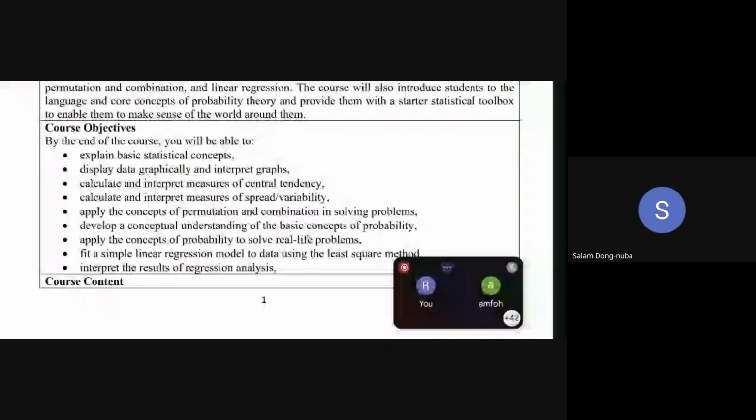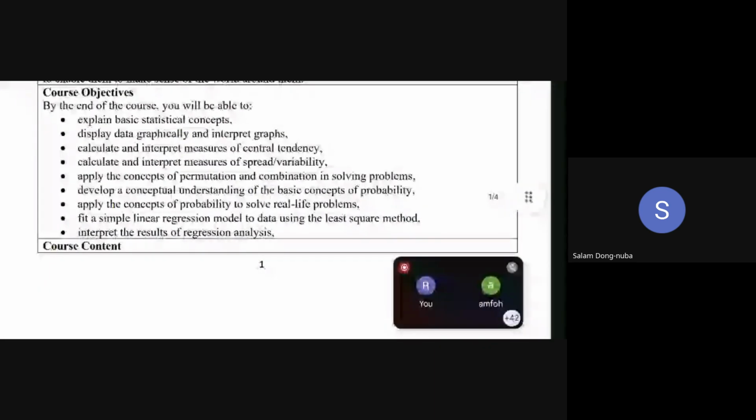Let's look at the course objectives in whole. By the end of the course, you'll be able to explain basic statistical concepts. That is the fundamental thing you are supposed to do. Then you should also be able to display data graphically and interpret. You can't talk about statistics without representation of data, and it also comes with interpretation, and that is what you should be able to look at. And also calculate and interpret measures of central tendencies, then calculate and interpret measures of spread and variability.